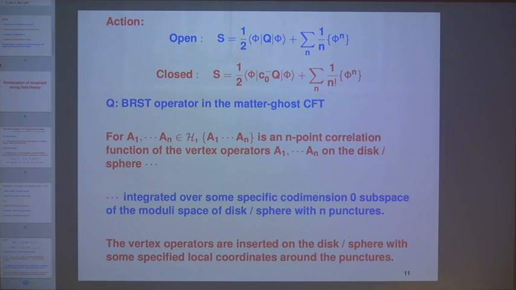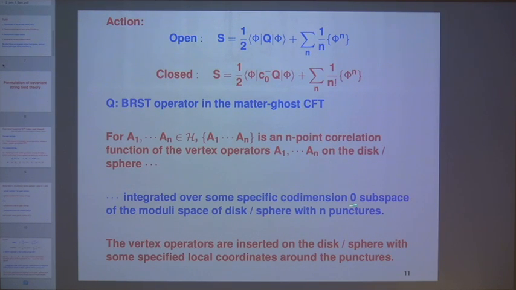So given this description of string field, one can now write down an action, and the action for open and closed strings are very similar in form. So the first term, these are the kinetic terms and these are the interaction terms, which in general is non-polynomial. Q is a BRST operator in the matter ghost conformal field theory. This curly bracket operation, as it suggests, is a multilinear function of the fields. So given A1 to n in the vector space H, this curly bracket is an n-point correlation function of the vortex operators A1 to n on the disk or sphere, depending on whether we are doing open or closed strings.